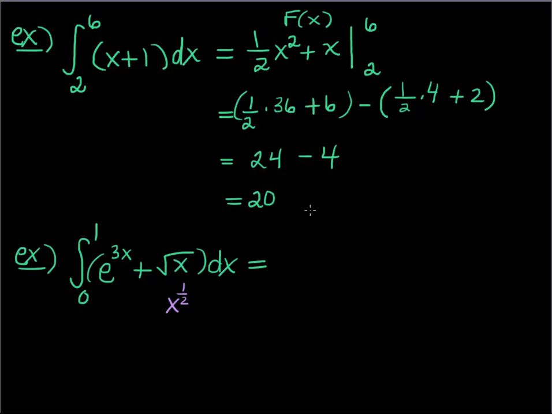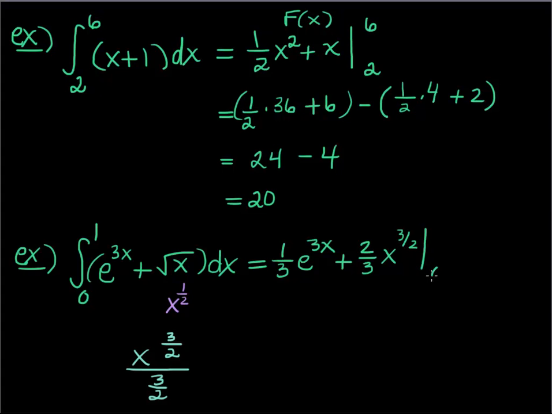So antiderivative of e to the 3x, remember, is 1/3 e to the 3x. Okay, and then I'm going to add 1 to 1/2. So if I add 1 to 1/2, that gives me 3/2. So I'm just doing a little bit of side work. And then I divide by 3/2. So dividing by 3/2, remember, we flip it and multiply. So that would actually be plus 2/3 x to the 3/2, all evaluated from 0 to 1.